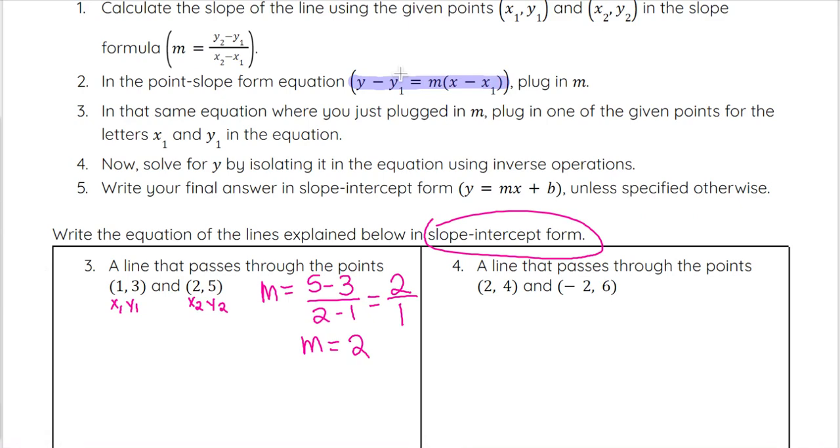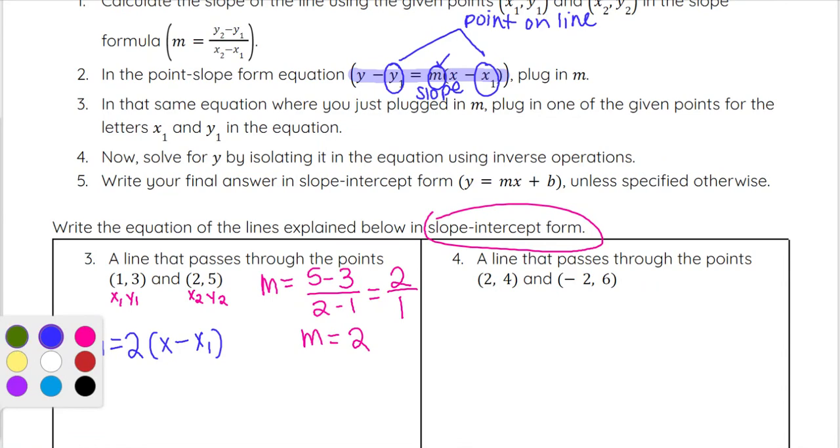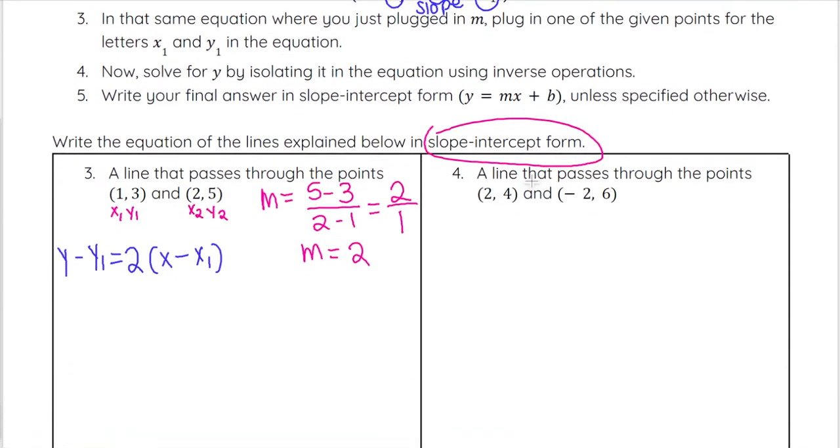In slope-intercept form, we plugged into y equals mx plus b. We plugged into y, m, and x, and then solved for b. Here in point slope form, we are going to plug into x1 and y1. That's going to be one of the points on the line. And we are going to plug into m, which is our slope. So we already have our slope, so we can go ahead and plug that in. So y minus y1 equals 2 times x minus x1. And then from there, we can plug in our x1 and our y1.